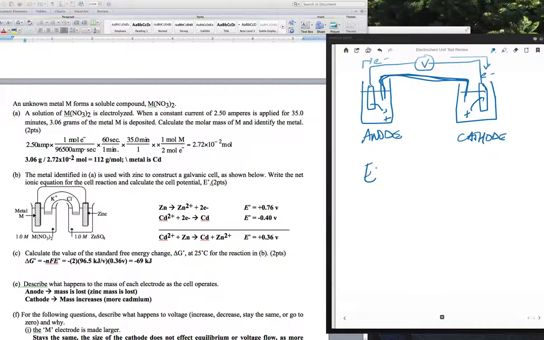So the Nernst equation, E naught. It's just E of the cell. E of the cell is equal to E naught minus... I've forgotten the Nernst equation. Let me look it up really quick. If you need it... Oh, yeah. E of the cell equals E naught minus RT over nF times ln Q.